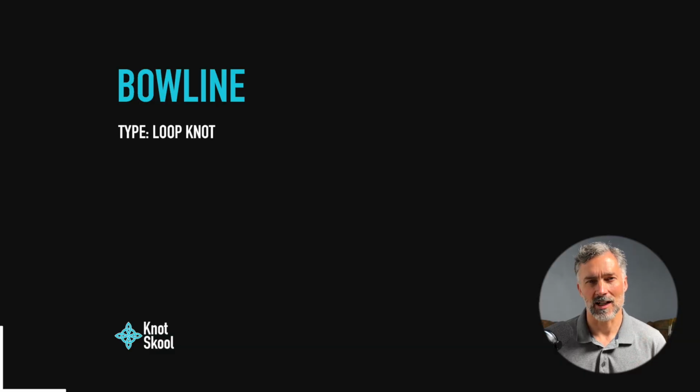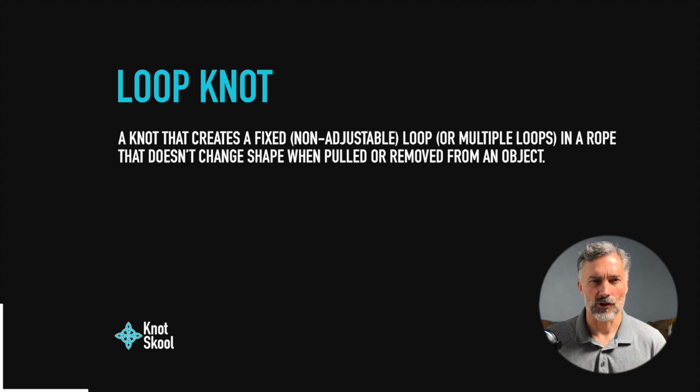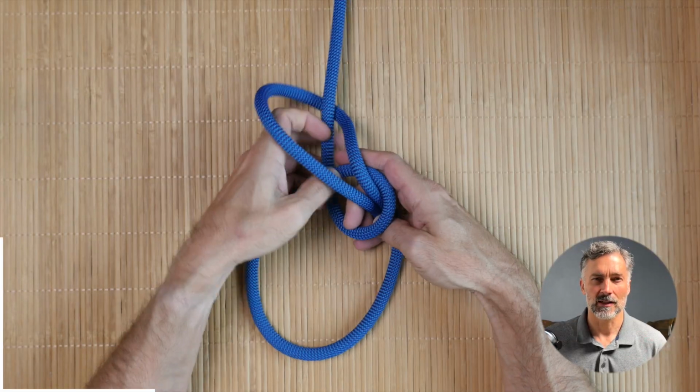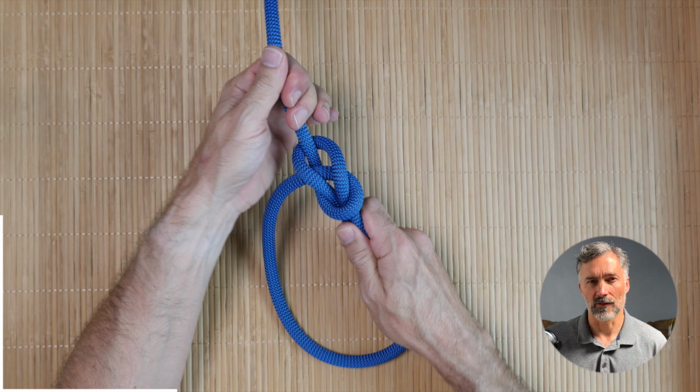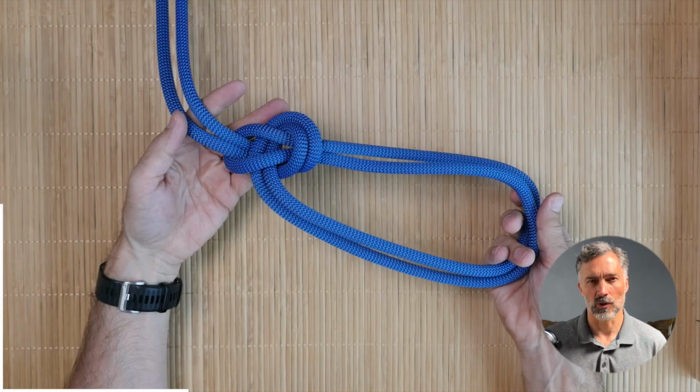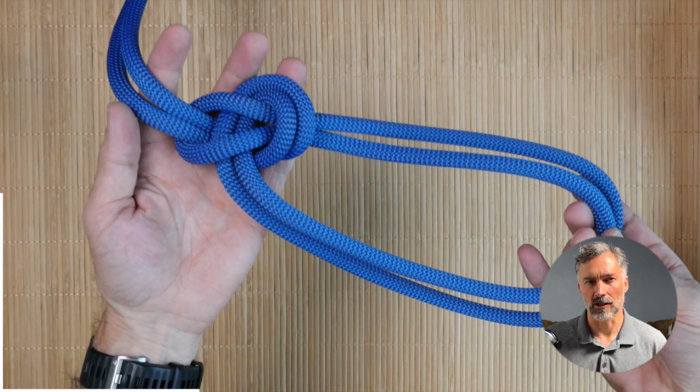The Bowline is a type of knot known as a loop knot. Loop knots are knots that are tied to create a fixed, non-adjustable loop or multiple loops in a rope. There are two types of loop knots. There are loop knots that are tied at the end of a line and also midline loop knots. The Bowline is an example of an end-of-line loop knot. However, there are other Bowline variations, including the Bowline on a bite, which is a midline loop.